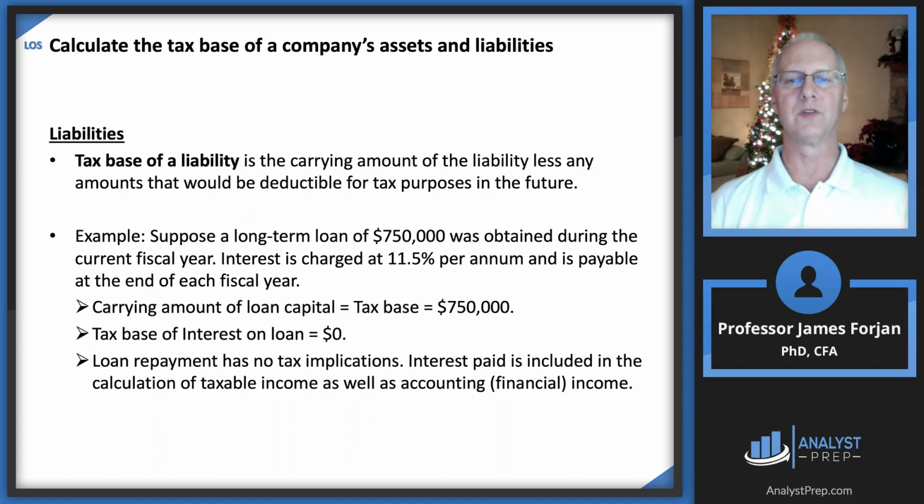Now, for liabilities, it's just a little bit easier, a little bit simpler. The tax base of a liability is the carrying amount of the liability less any amounts that would be deductible for tax purposes. Suppose we have a loan of $750,000. We took this loan out during the current fiscal year, interest rate 11.5%, and interest is payable at the end of each fiscal year. So the carrying amount of the loan is equal to the tax base, so that's $750,000. The tax base of interest on the loan is just zero since we're paying this at the end of the year. And then loan repayment has no tax implications.